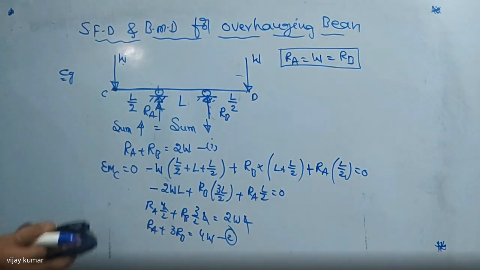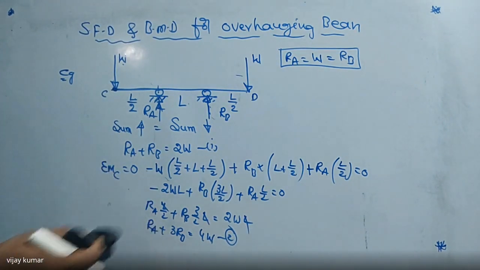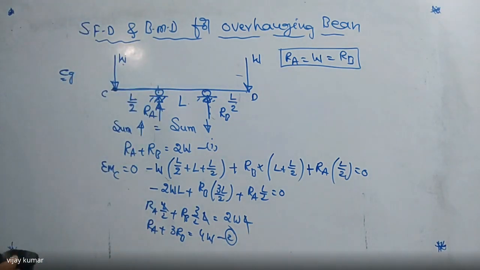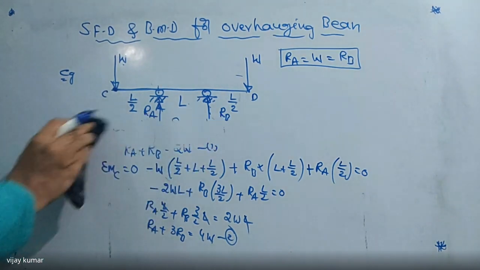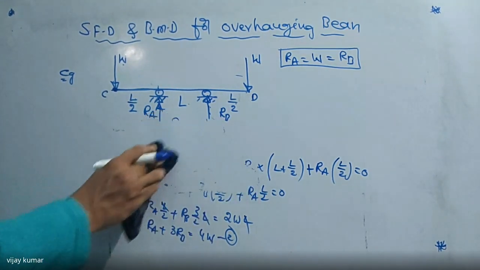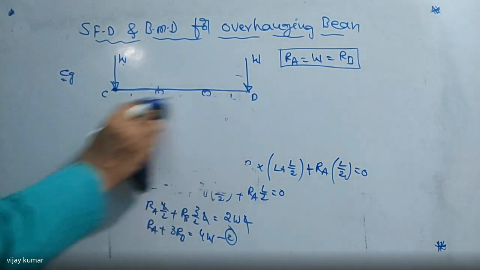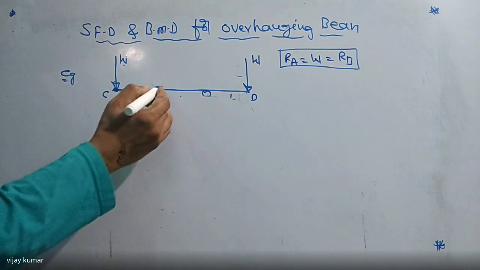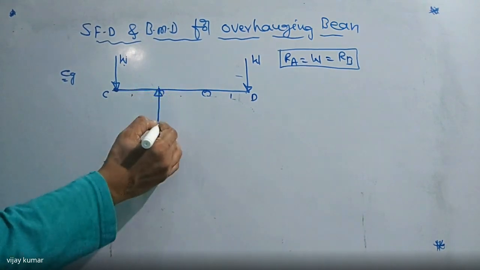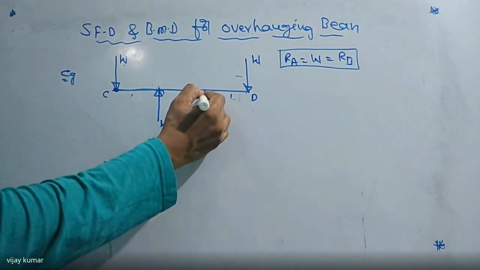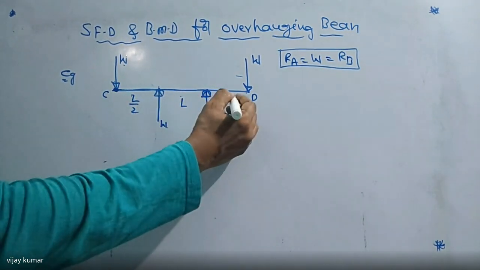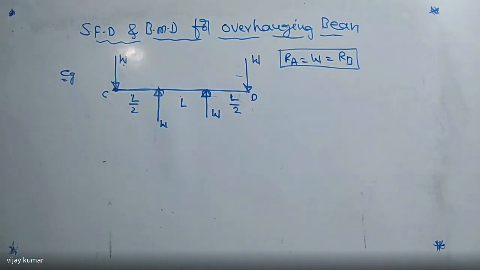This one is clear, I hope you understand. Already I told you in the simply supported beam, the same way we can follow here also to find the reactions at RA and RB by using two equations, that is sigma Y is 0 and moment about any point is equal to 0. Here this is one reaction, which is W. Here is another reaction, which is also equal to W. It is L by 2, L, and this is L by 2. So this is the free body diagram of the given beam.